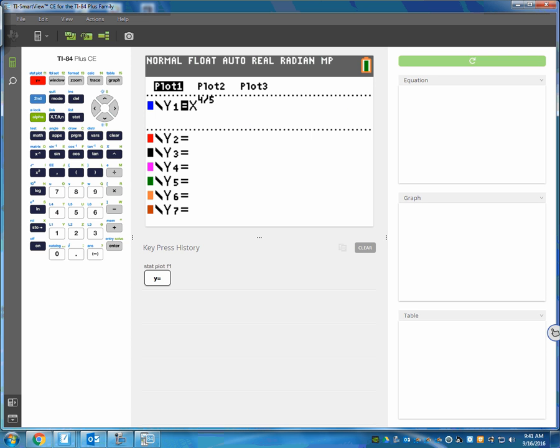So, step one. Go to y equals and clear out anything else.